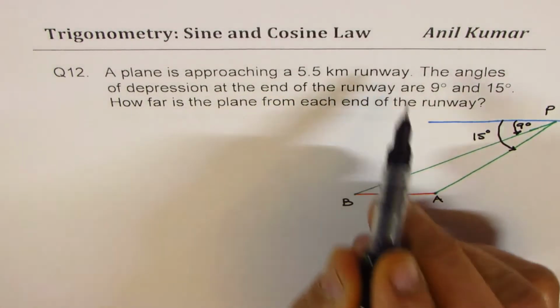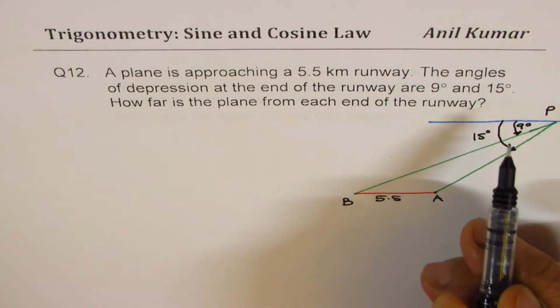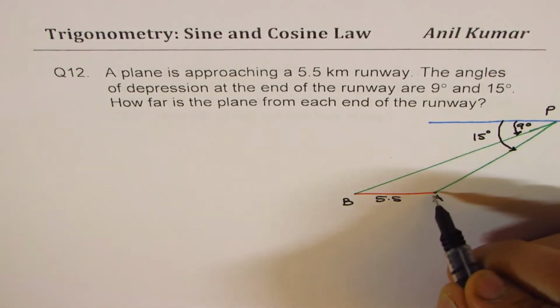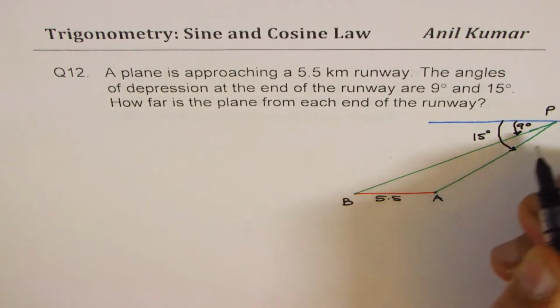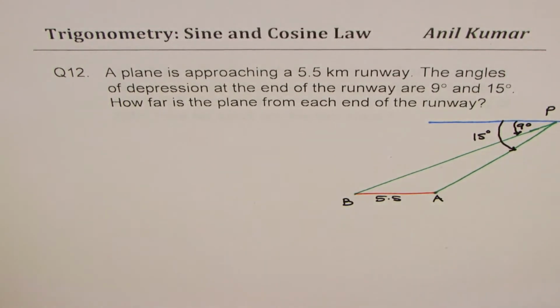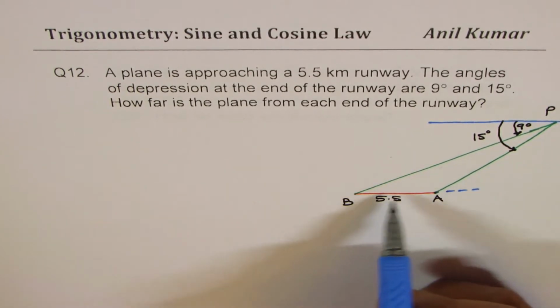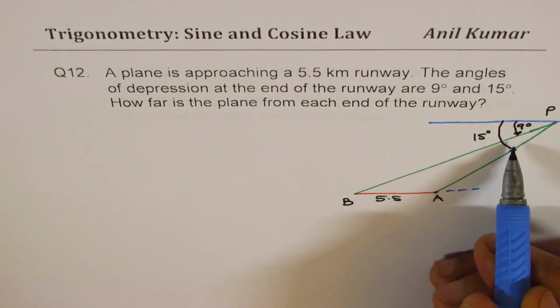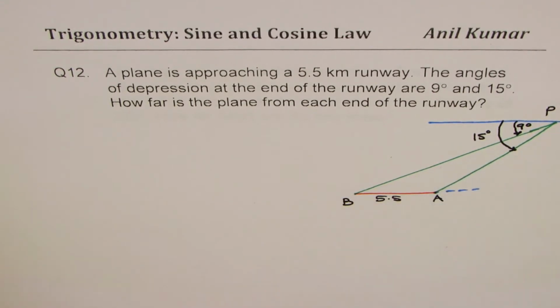Now we are given the length of the runway as 5.5 kilometers. We need to find these two lengths, A to P and B to P. We need at least two angles and one side to solve this particular triangle.